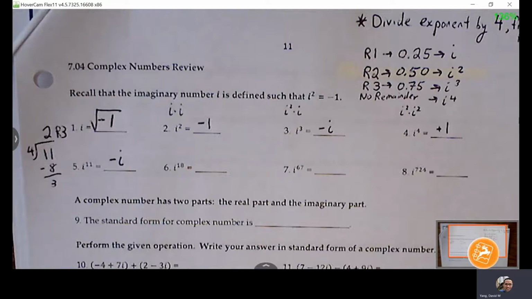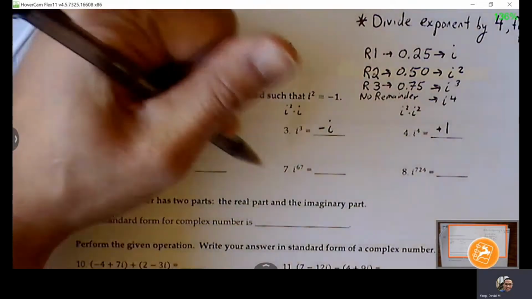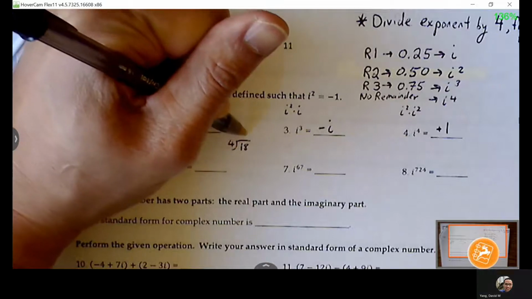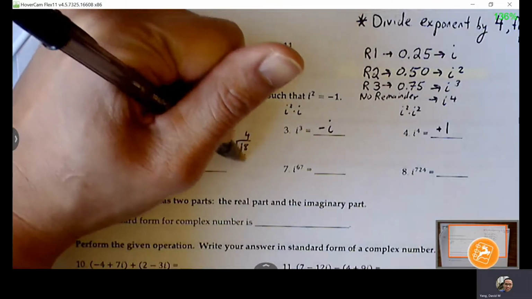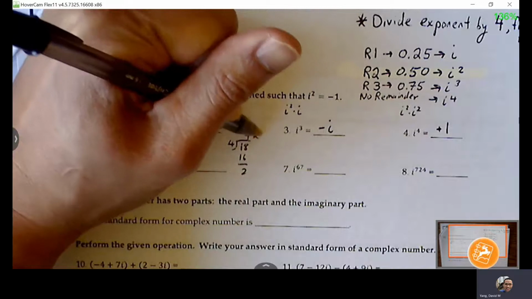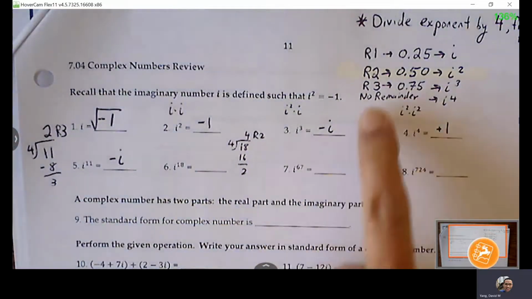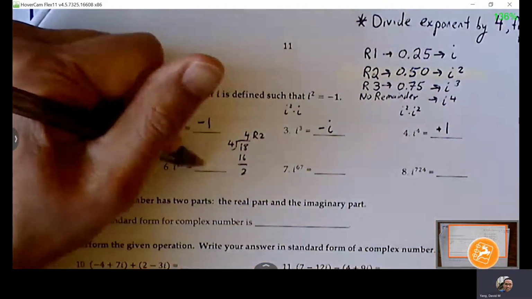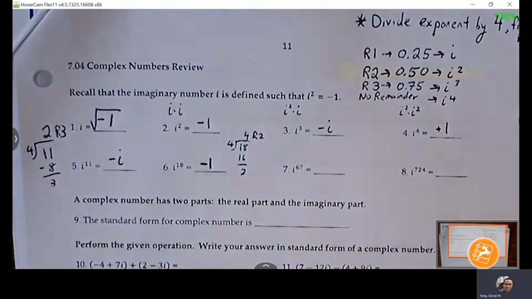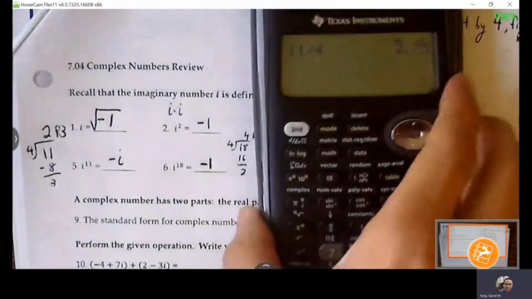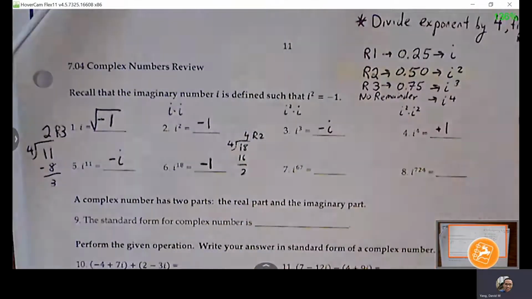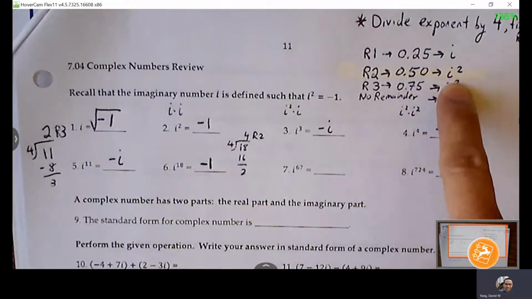Okay, so I'll go through both ways. 18 divided by 4 is 4 with the remainder of 2. Remainder of 2 is going to match up with i squared. i squared is negative 1. Or if you did just 18 divided by 4, you get 4.5, and 0.5 is going to match with the remainder 2, which is i squared.